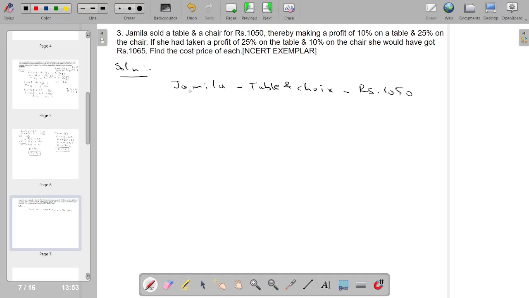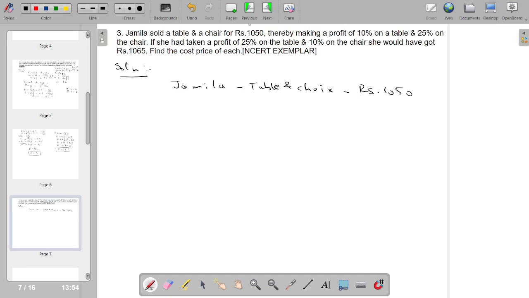So when she sold this table and chair for 1050 rupees, she made an individual profit of 10% on the table and 25% profit on the chair. But what is the price of the table and chair? We don't know. We have to find that out. But individually, when she sold for 1050 rupees, she made 10% profit on the table and 25% on the chair.